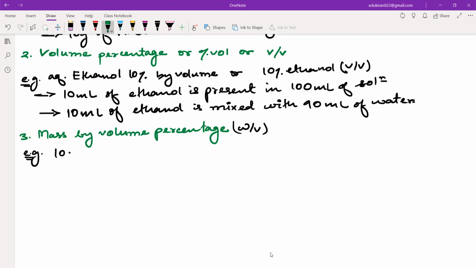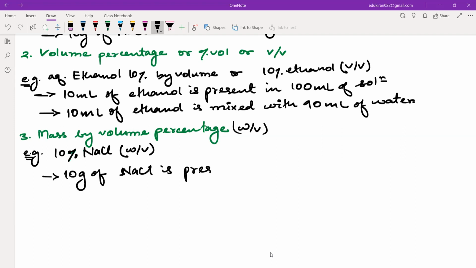10% NaCl, W by V. So it means 10 gram of NaCl is present in 100 ml of solution. Okay. It does not have any other translation. Even if you are given aqueous, you still cannot say how many ml of water was used, because this is in grams and this is in milliliters, right?